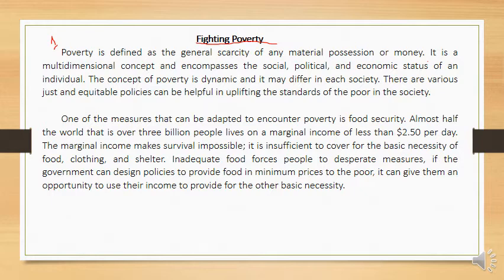Now I move to the last sentence in the introductory paragraph, which is the thesis statement, and it's the most important part. There are various just and equitable policies that can be helpful in uplifting the standards of the poor in the society. So there are various ways, different policies, different measures that we can do in order to help the poor people in our society.